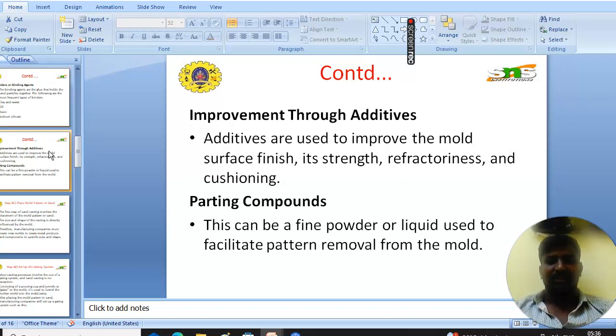The next one is additives. Additives are used to improve the mold surface finish, its strength, and cushioning. The next is the parting compounds. This can be a fine powder or a liquid used to facilitate pattern removal from the mold.